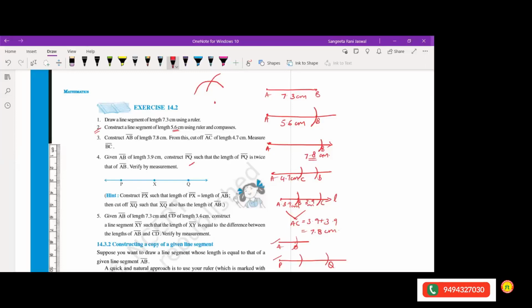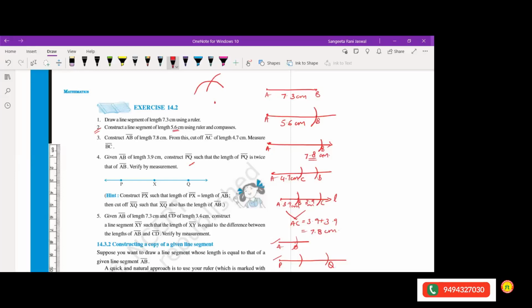So that means the required line will be the difference of AB and CD. Now, this is all with the measurement. If we had to do it just by subtraction, we would quickly do 7.3 minus 3.4, and whatever answer we get is the line segment, but we have to do it with construction. So, given line AB of length 7.3 centimeters and CD of 3.4 centimeters, construct a line segment XY such that the length of XY is equal to the difference between the two.